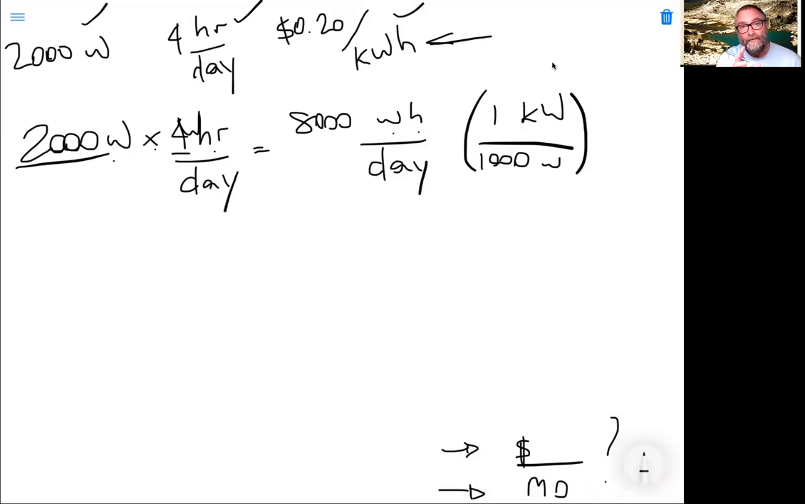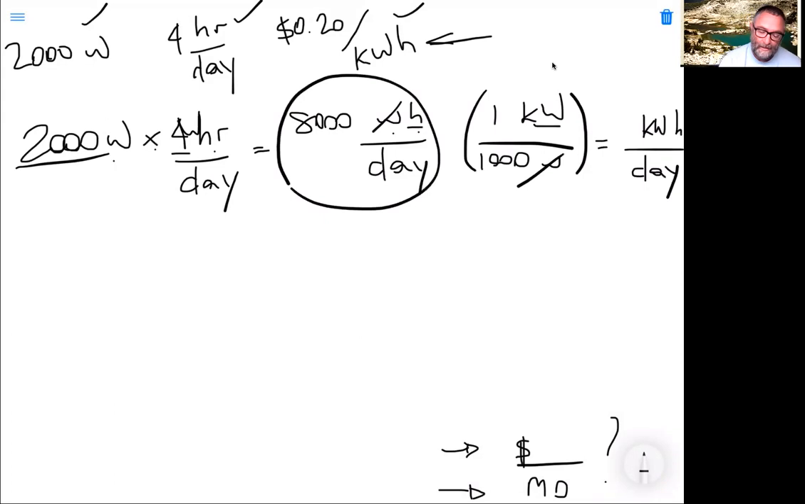And the reason that I am tempted to use this conversion is because crossing out my watts would leave me hours and kilowatts. Kilowatt hours per day would be a lot more useful than watt hours per day, right? We're going to need kilowatt hours. So I'm going to do that. I've crossed out the watts. I'm left with kilowatt hours per day. There's my units on the right. And then I've just got to cancel out some zeros.